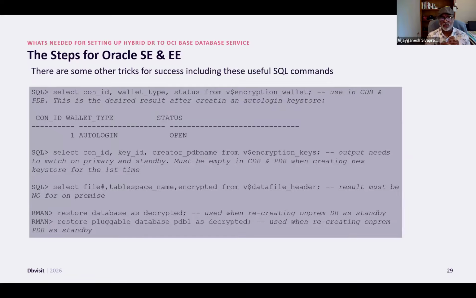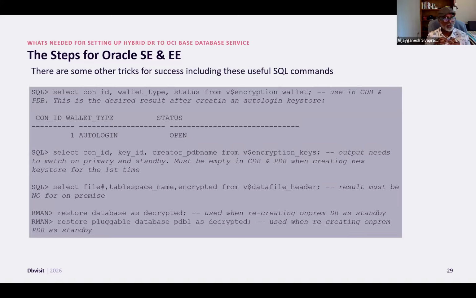And next, these are some of the queries that we use to ensure that we are in the right direction. For example, we have to figure out that the wallet is auto login and it is open. And we also run this encryption query on $V encryption keys that will match both your primary and standby and must be empty when you're creating a new key store.